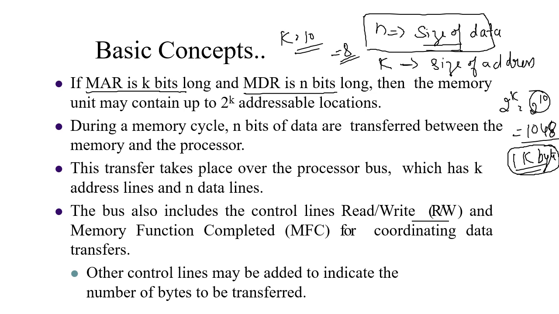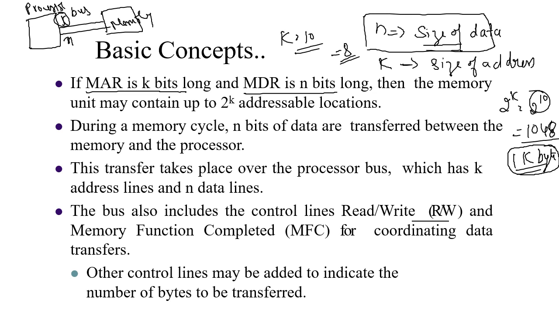In case of the processor, we know that the processor and the memory are bridged using the bus. There are two types of bus: one is the address bus and the other is the data bus. The size of the address bus is k and the size of the data bus is n.